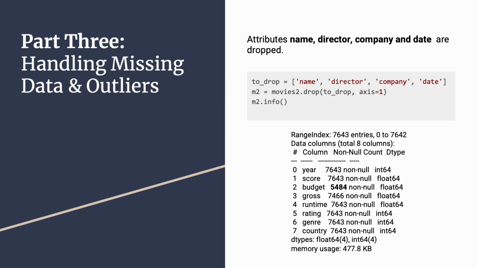Then we have part 3, handling the missing data and outliers. We decided to drop some of our attributes that we were not going to use for our analysis, like name, director, company, and date. Here you can see a snippet of our code on how we did it, and some information about our data set and how now budget is the one that's missing the most values.